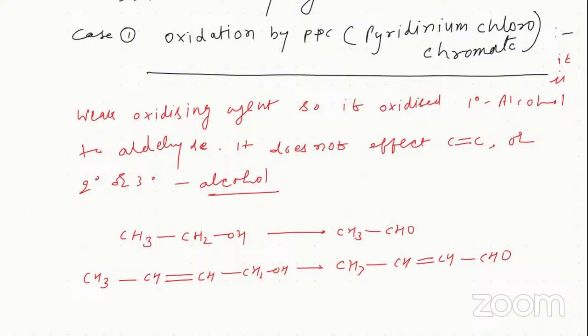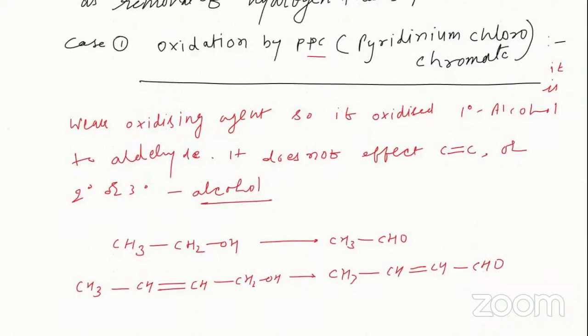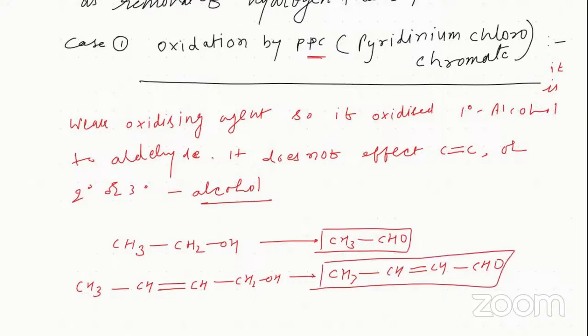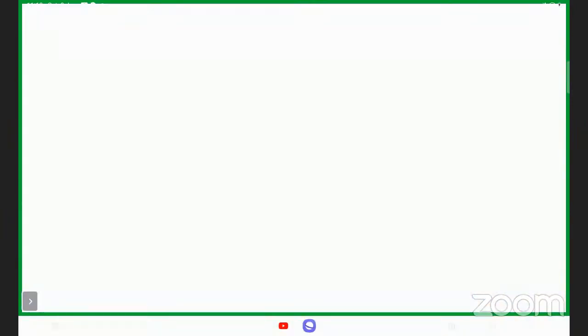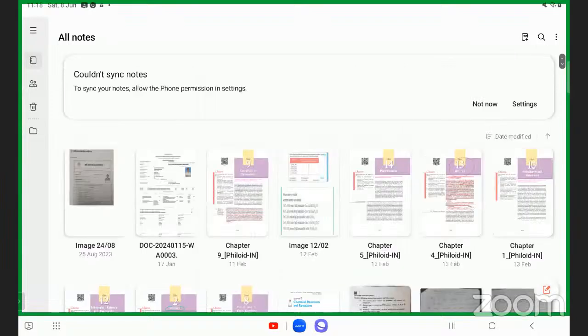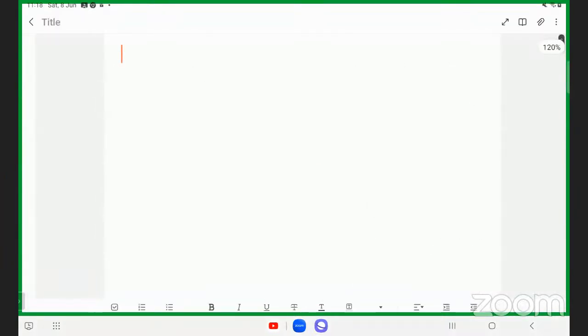So you have to remember PCC, pyridinium chlorochromate. Other oxidizing agents you are taking, they will oxidize to carboxylic acid. PCC can oxidize up to what? Up to aldehyde only. Both are the aldehyde. Okay.